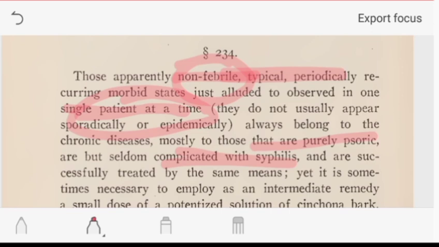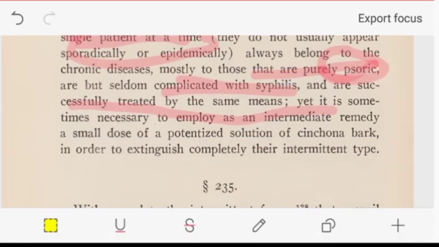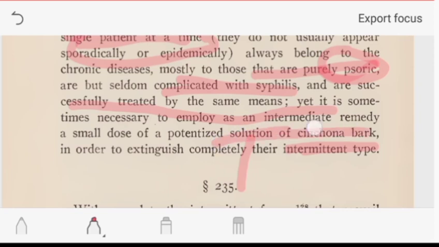Why is psora always mentioned by Dr. Hahnemann? Because during Hahnemann's period, seven-eighths of all chronic diseases were psoric; psora was predominant. That's why he always gives importance to psora. It may be psora, it may be syphilis; clinically the miasm can be anyone. Now it is successfully treated by the same means, that is, give the antipsoric remedy, and for complete extinguishing of the intermittent period, you should give potentized cinchona as an intermediate remedy.